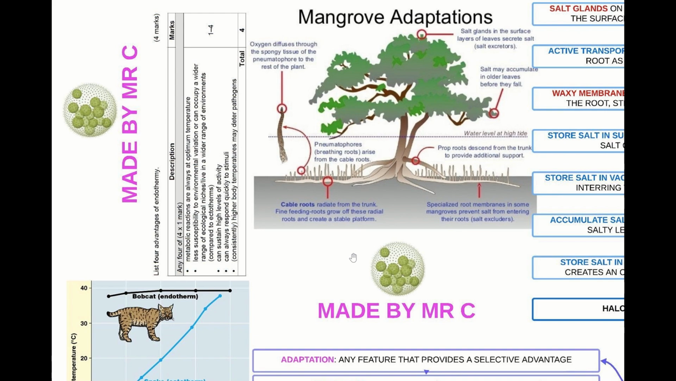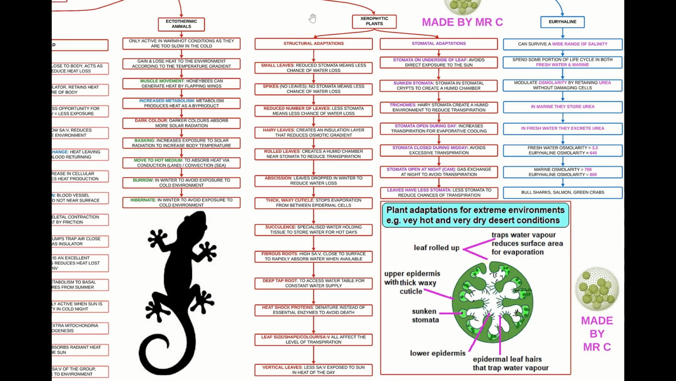Next is xerophytic plants, and there are two types of adaptations. There are stomatal adaptations and structural adaptations. Small leaves means a reduced amount of stomata, which means less transpiration. Spikes instead of leaves means no stomata at all, and therefore no transpiration. A reduced number of leaves, again, less stomata, less transpiration.